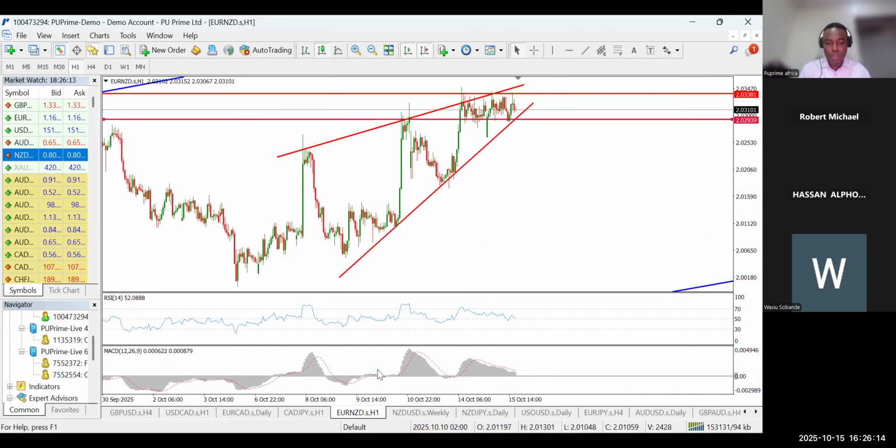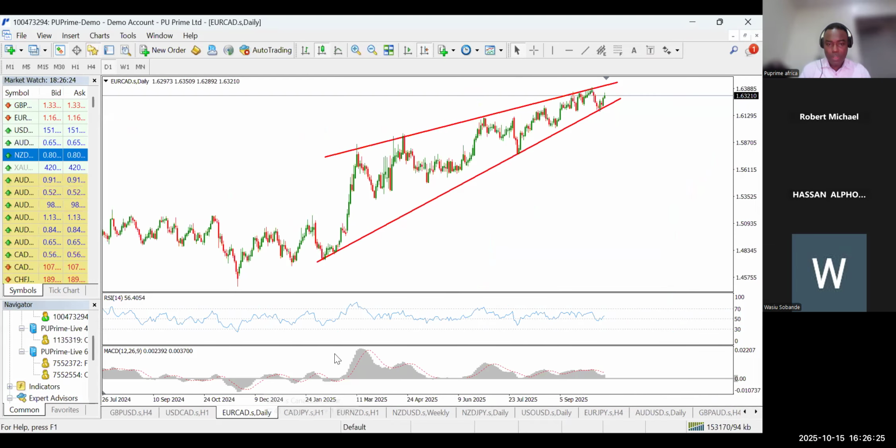Now, this is a rising wedge on EURNZD. I'm anticipating a bearish breakout on this. Yeah, this is still forming, but I will show you the one that had formed in the past. Also, this is EURCAD, a rising wedge pattern also, where I anticipate a bearish breakout.